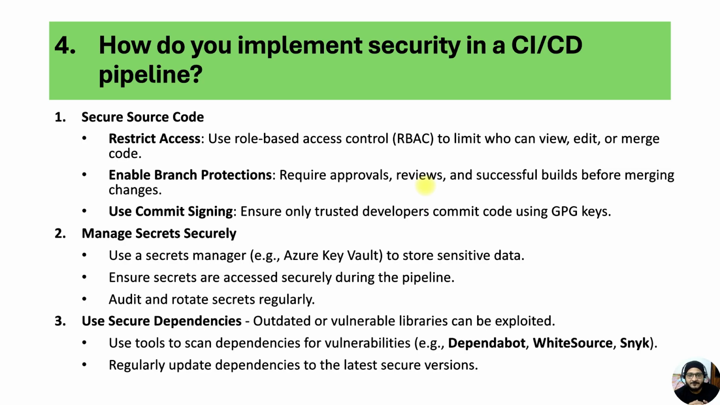For example, if we are merging from a feature branch to the main branch, then there should be proper approvals in place. There will be reviewers. All these things we have to enable at the branch level also, so our repository will be secure. So basically we are securing our source code here.